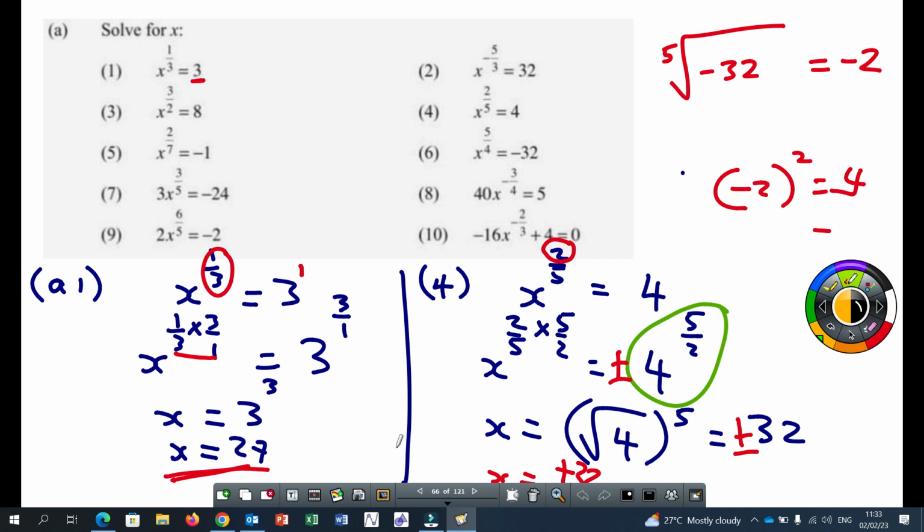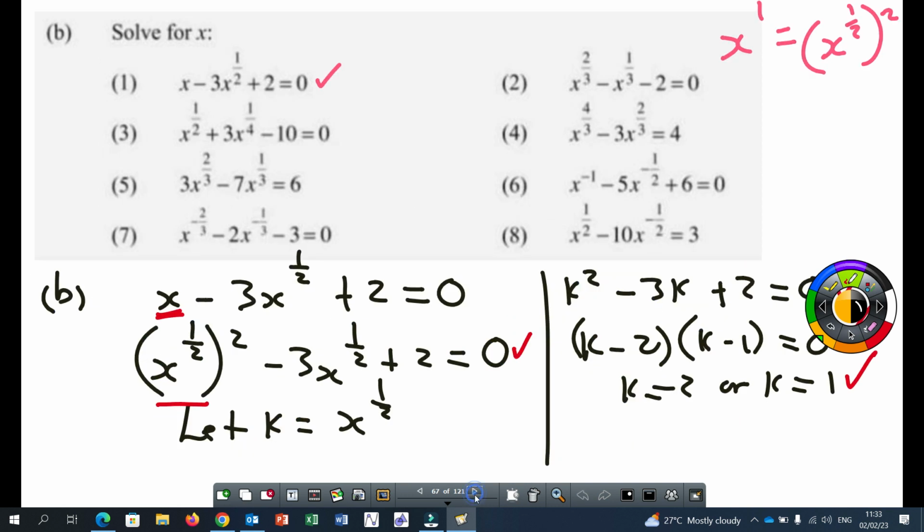I did this example on A1, and we went as far as getting the value of x as a positive and a negative 32. And I explained why we have to get two answers there. The main reason is because the numerator of the rational exponent is even. Because of that, our final answer won't be one solution, but what? Two solutions. Right?